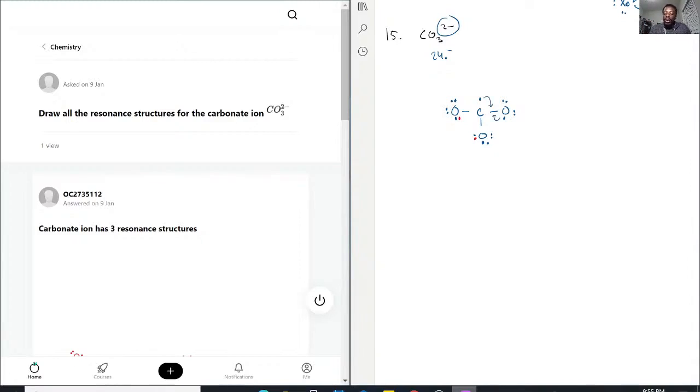Okay? So now we have this would be 1 of its 3. And every octet rule should be filled for each one. And now let's check their formal charges to see why this would even count as a resonance structure.